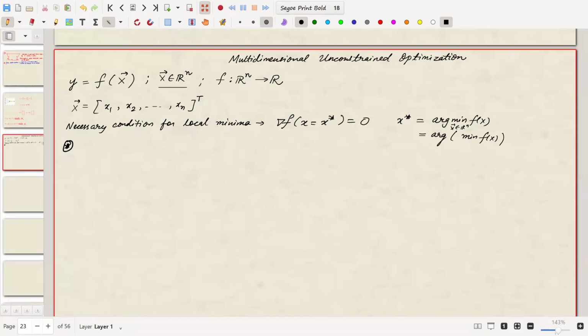But this is the necessary condition. What is the sufficient condition? I already told this in the last class. What is the sufficient condition?